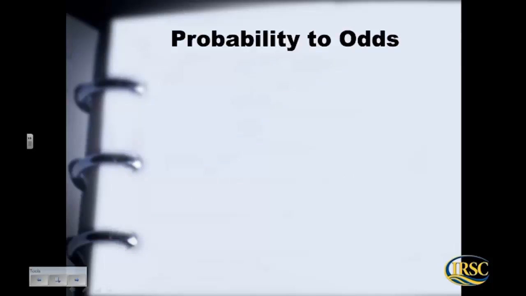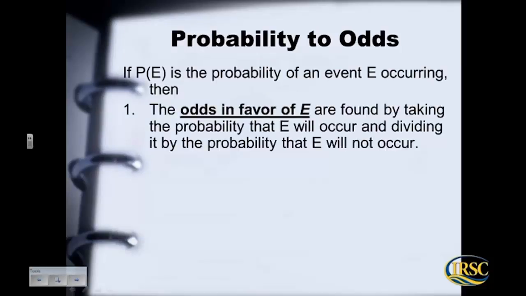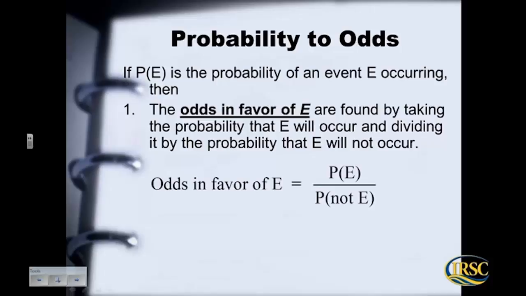Okay, the next thing we're going to look at is odds. There are two types of odds. There are odds in favor and there are odds against. So the odds in favor of E are found by taking the probability that E will occur over the probability that E will not occur. So if you don't have your handout, this is really the most important part, the formula right here, because the formula is what that says in words. Okay, so the odds in favor of E is P of E over P of not E.